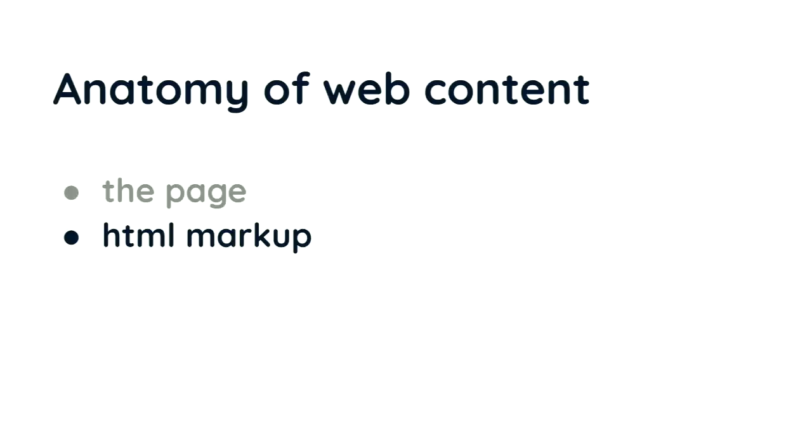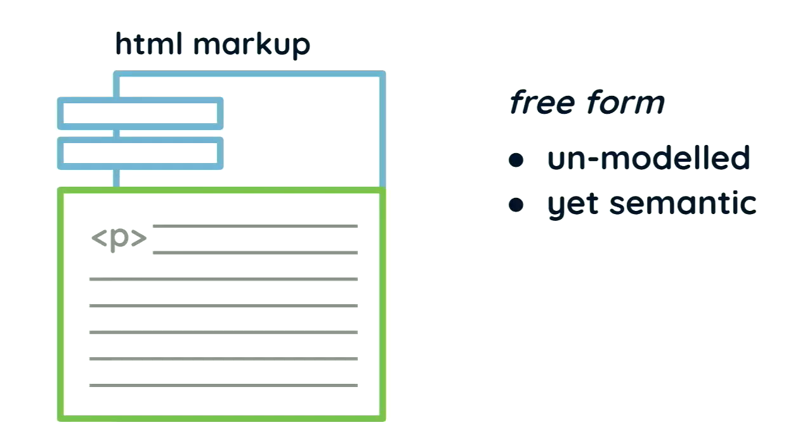And then you've got HTML markup, which is a thing we all need to understand these days. Markup, no matter what our job is in the web, we work with it all the time. So we're talking about unmodeled but semantic HTML. It's opinionated in terms of the structure, but still has a structure, right?